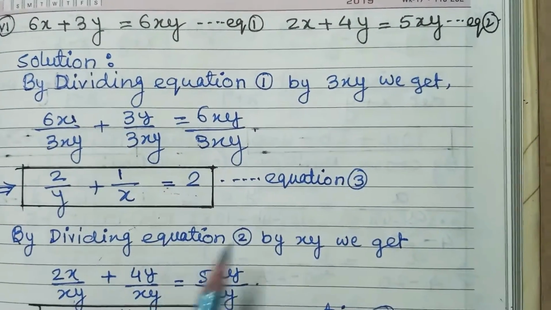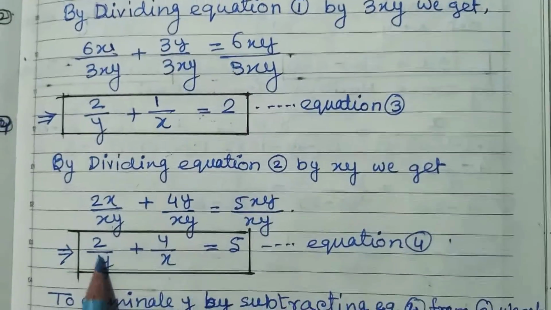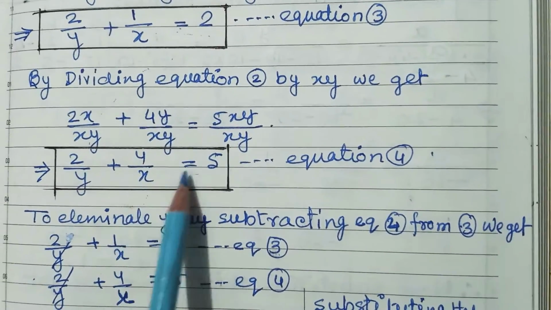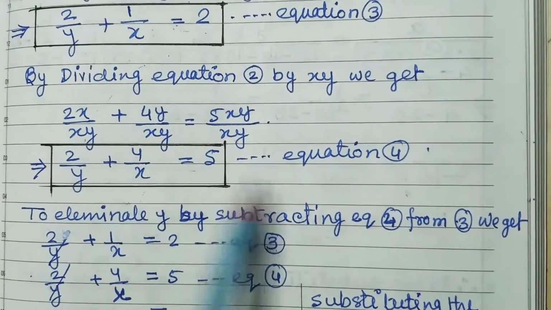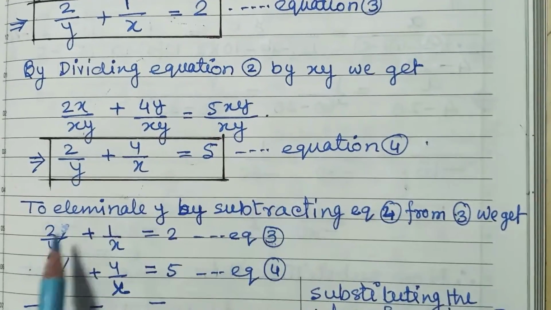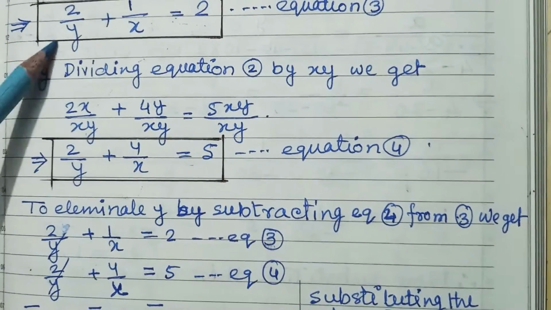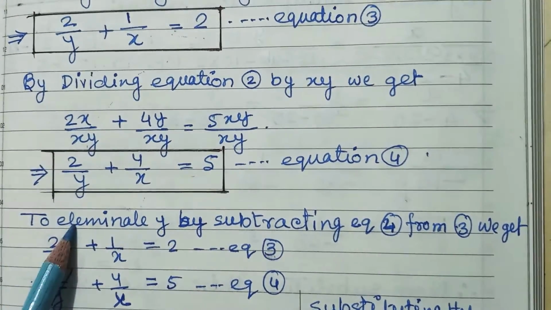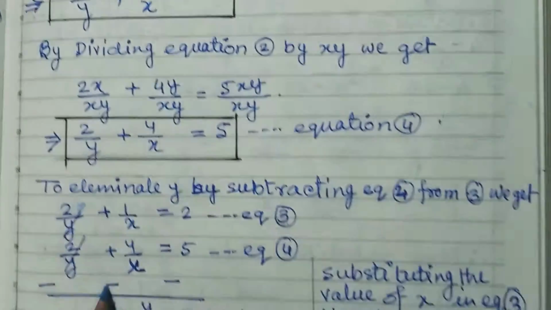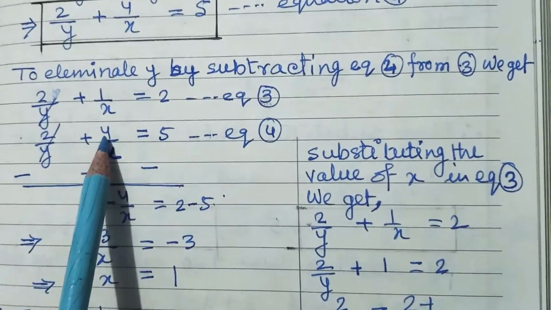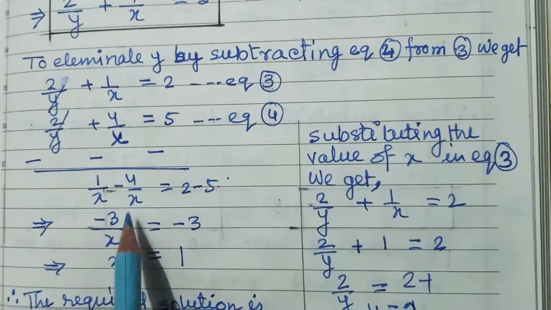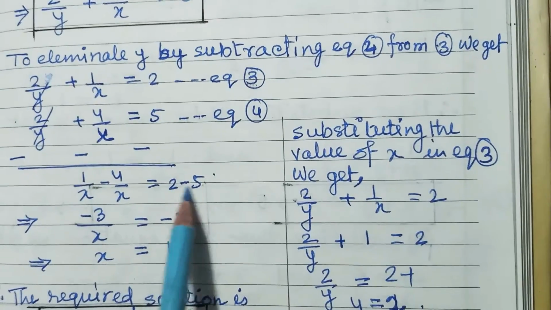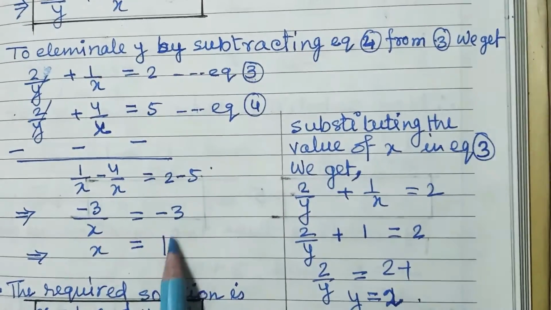And the second equation will change as 2 upon y plus 4 upon x is equal to 5. It is the fourth equation. Now in the fourth and second equation, 2 upon y and 2 upon y are the same. So we can subtract these two equations to eliminate y. You subtract, so this is cancelled. It is 1 minus 4, so minus 3 upon x is equal to 2 minus 5, minus 3.